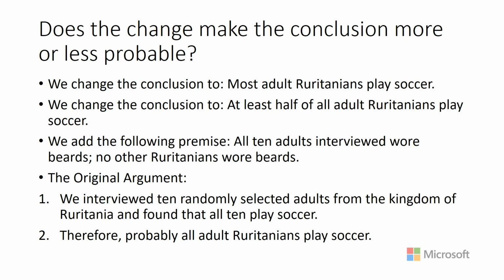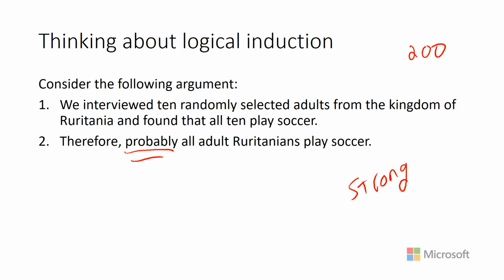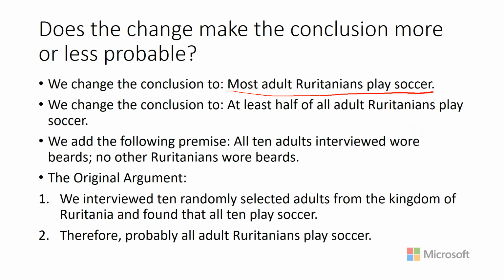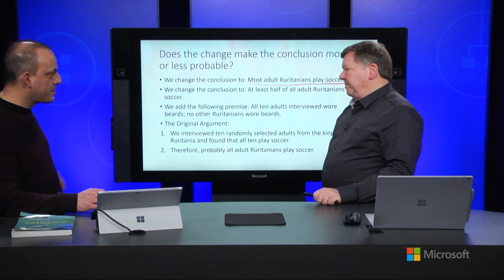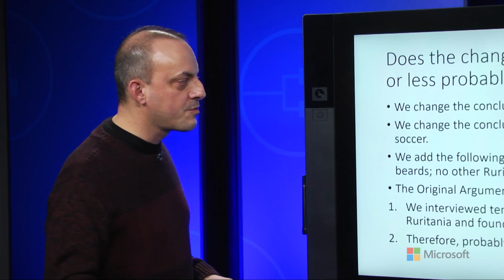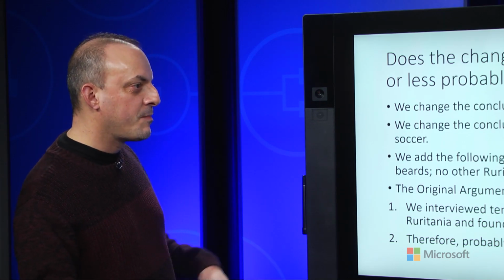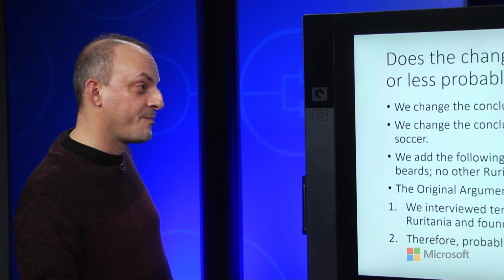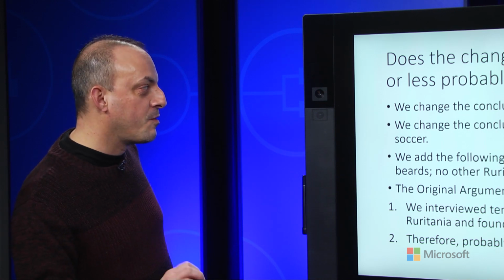So now we can think about our response when we make some elementary changes. Let's change the conclusion to most adult Ruritanians play soccer. Previously we said they all do. Probably they all do. Now let's say probably most do. In my course, when students see this, they believe that the strength of the argument goes down because we're using the term most, which is weaker. All is a strong statement. Most is a weak statement.